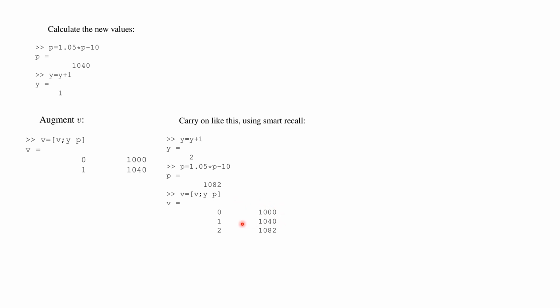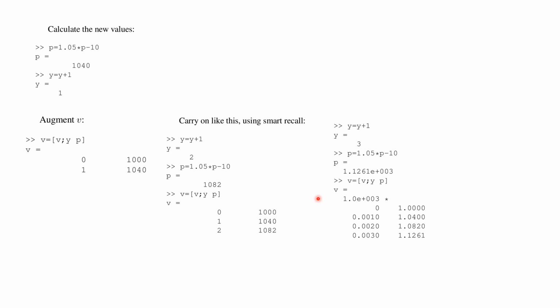Now that old V is a 2 by 2, and we put a new row into it underneath it. So we've augmented the old V with this new row. And we carry on like this: increment the year, increment the population, and then augment. So the new V is the old V with a new row underneath it, and there it is.